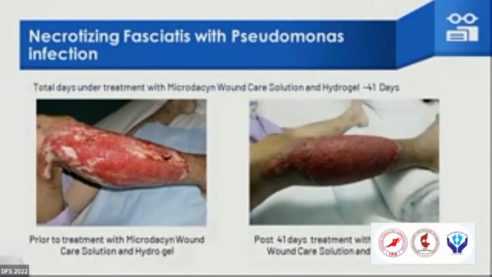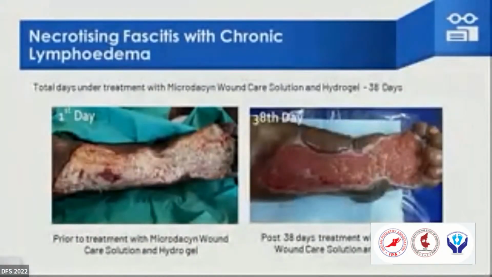Pseudomonas is also treated. The Pseudomonas here, with necrotizing fasciitis, was treated, and of course it took a bit longer, 41 days, but the wound is ready for grafting. There is a little bit of contracture, a little bit of fibrosis there. Maybe during surgery it can be attended to, and it is ready for graft. Then the same thing again, lymphedema cases. Of course, the granulation is not that healthy over here, which can be taken care of much better. But you can see the change from the first day as the days progressed. Basically, the slough is gone and a good amount of granulation has come up.